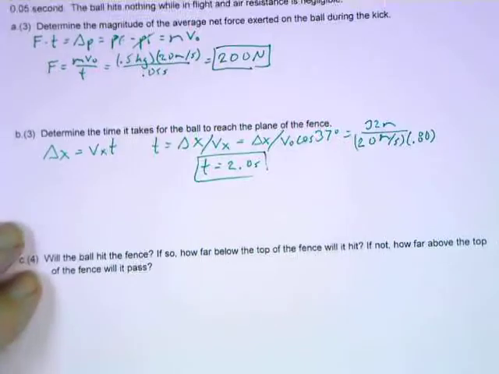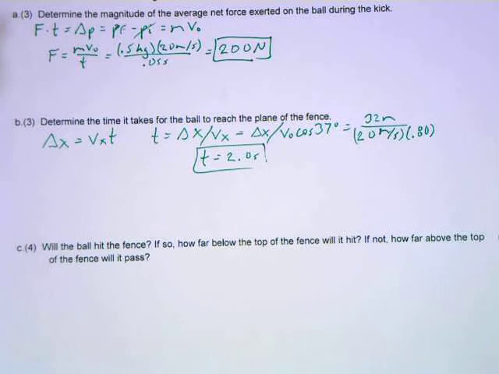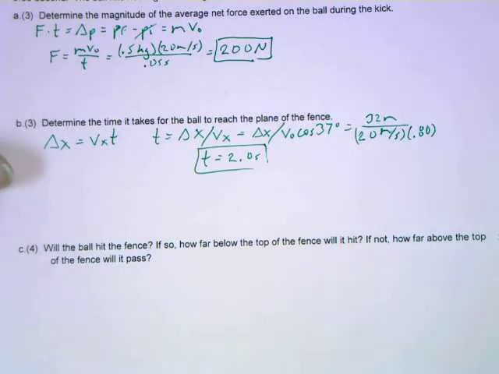Now, of course, the final question, as would be expected with them having drawn in the fence, is: will the ball hit the fence? If so, how far below the top of the fence will it hit? If not, how far above the top of the fence will it pass?